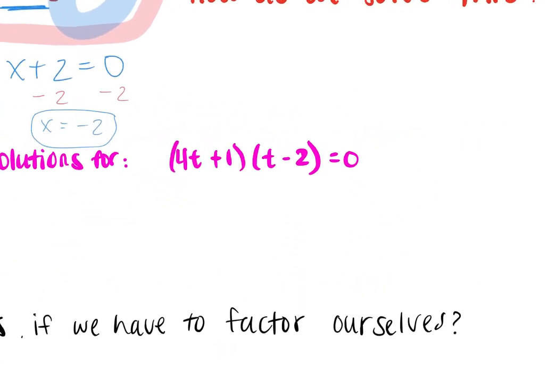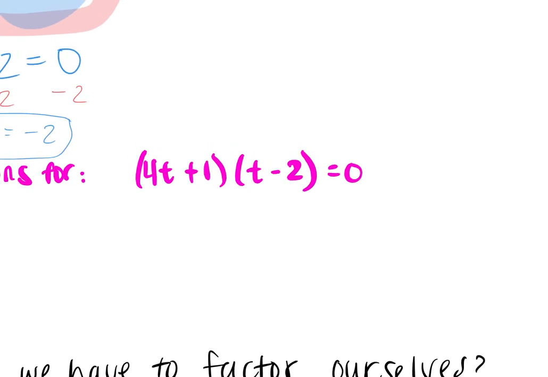What are the solutions for (4t plus 1)(t minus 2)? Go ahead and copy this one down. Same thing, guys. We just set the entire parentheses equal to 0, but we have 2 of them, okay? So this one's going to be 4t plus 1 equals 0. I only want you to copy down this part. You don't have to copy down this part. What was that? And then we also have t minus 2 equals 0.